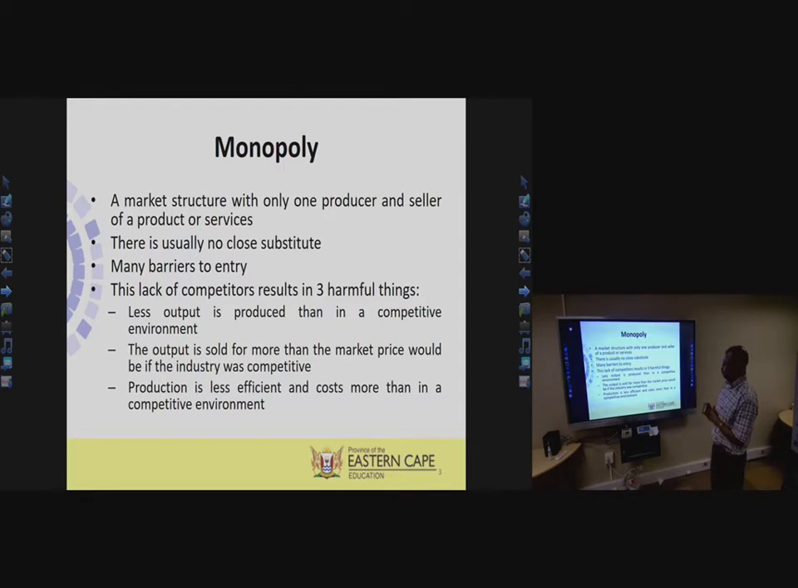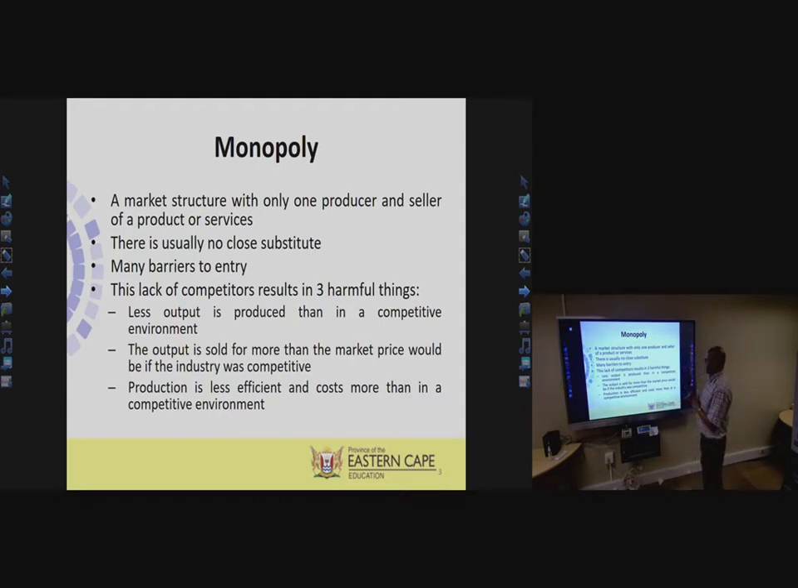Remember, when we were dealing with the perfect market, the price was determined by the market: your supply and your demand, your market factors. Those instruments were able to determine the market price. But in the monopoly, the firm itself decides that this particular product will be sold at this particular price.